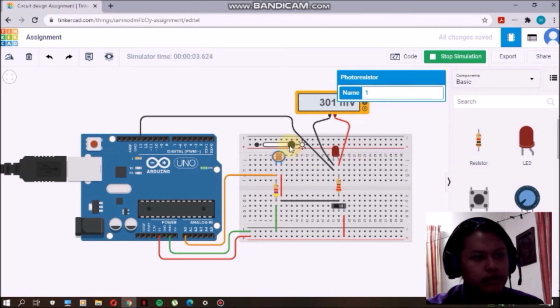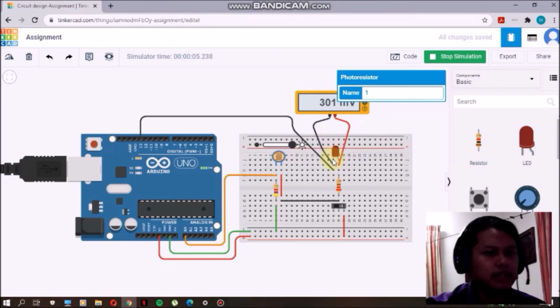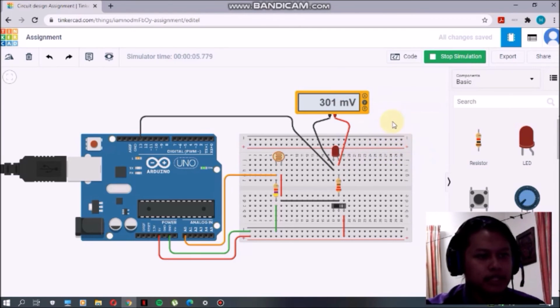When in night mode, the LED illuminates. As you can see, the voltage increases, and in the morning, when exposed to light, the LED does not illuminate, the same as vehicle headlights. And that explains the circuit that we have done.